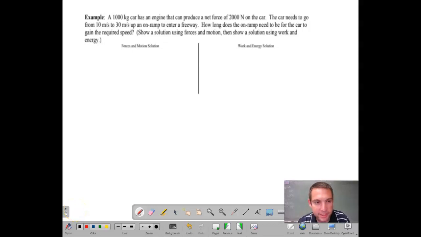Right, let's test that understanding. So here we go. We have the first example. We have a 1,000 kilogram car that has an engine that can produce a net force of 2,000 newtons on the car. The car needs to go from 10 to 30 meters per second up an on-ramp to enter a freeway. How long does the on-ramp need to be for the car to gain the required speed? Show a solution using forces and motion, and then using work and energy.